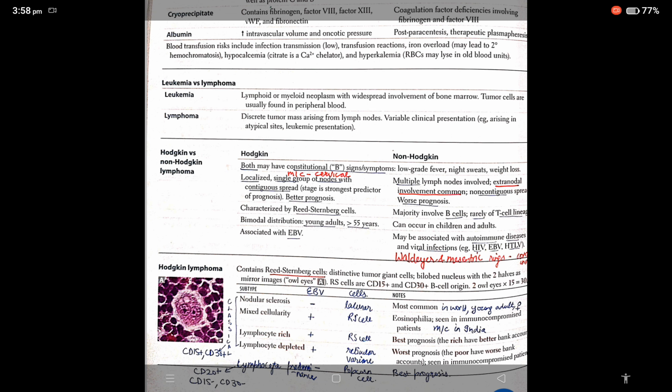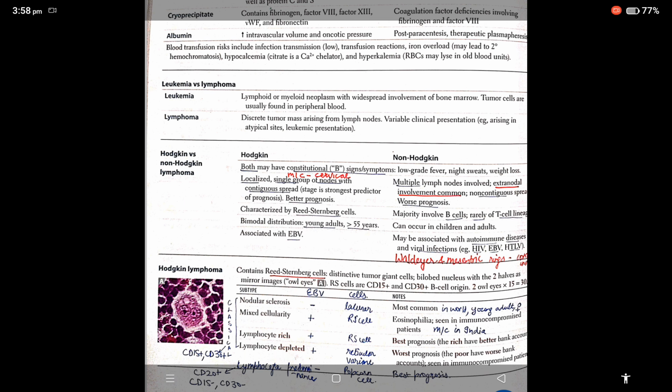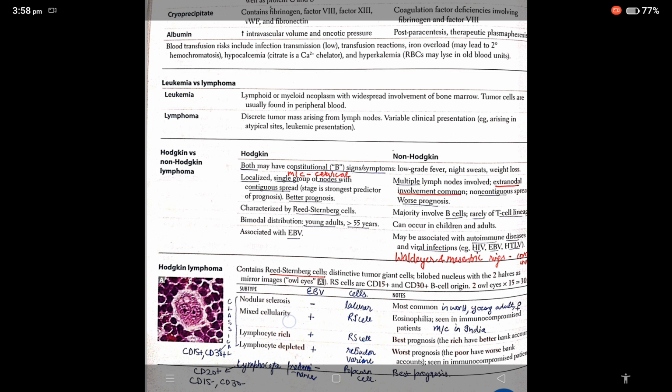Then next we have the subtypes of Hodgkin's. Okay, nodular sclerosis, mixed cellularity, lymphocyte rich, lymphocyte depleted, and another subtype is lymphocyte predominant. So these four types, nodular sclerosis, mixed cellularity, lymphocyte rich, and lymphocyte depleted, are types of classical Hodgkin's lymphoma, and it is CD15 and CD30 positive.